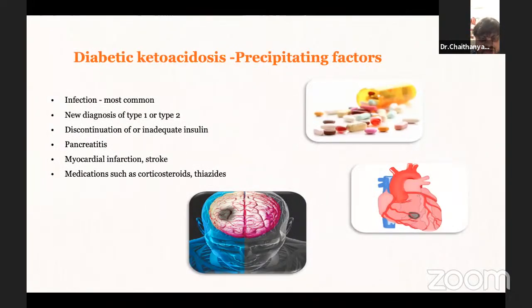So these are the various precipitating factors for diabetic ketoacidosis. It can happen because of infection. It is most commonly seen in type 1 diabetes mellitus, but it can even be seen in type 2 diabetes mellitus. It can present with episodes of pancreatitis, myocardial infarction. Sometimes elderly people with type 2 diabetes mellitus, if they develop a heart attack, and when you rush them to the hospital, during that period they can develop diabetic ketoacidosis. And some medications like corticosteroids also can cause diabetic ketoacidosis. Next slide.